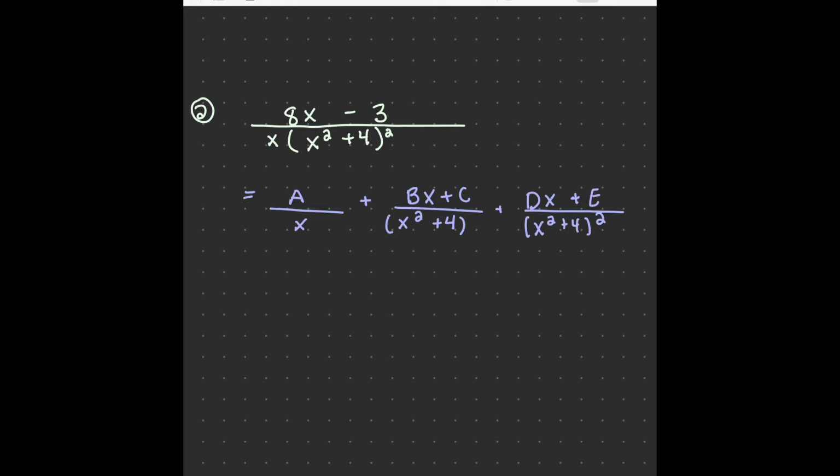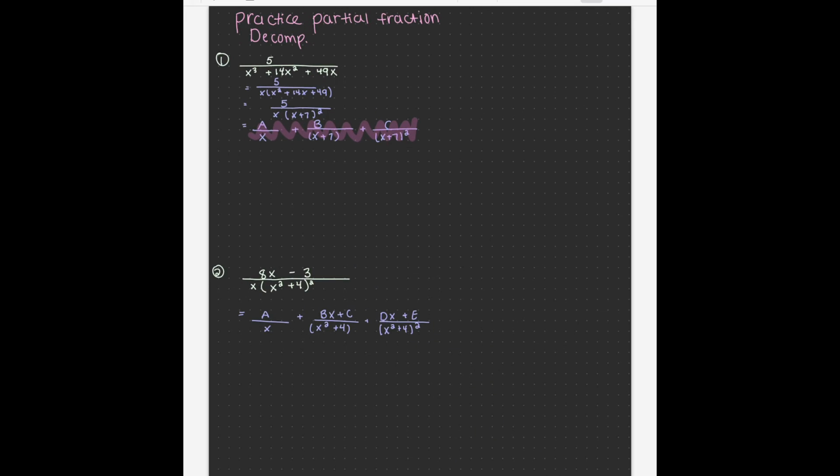What you can see here in this problem, I took that x and I wrote it under a, and then for this piece, remember it cannot factor down anymore, and there's an x squared term in it, so that's where this bx plus c is coming from, and the dx plus e, to the first power and to the second power. That's how simple it is to decompose these, and now we can jump right into integrals.